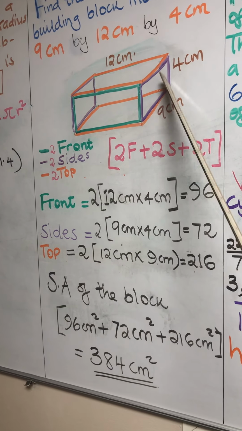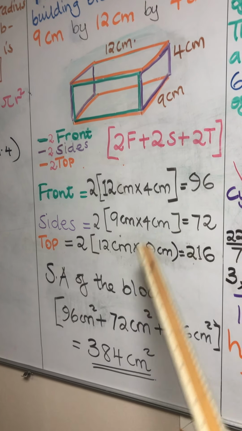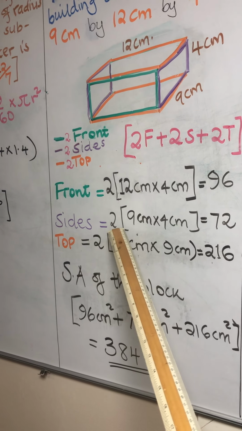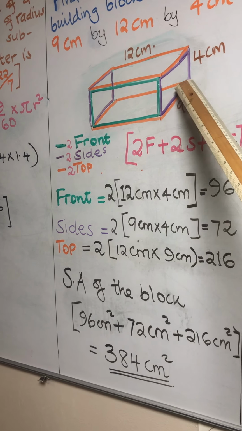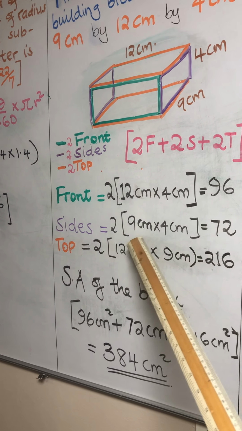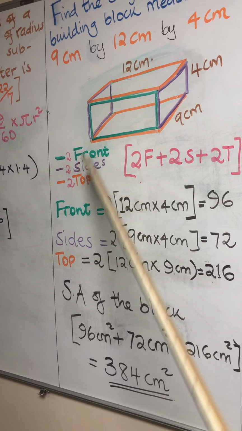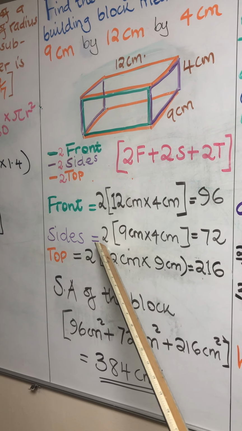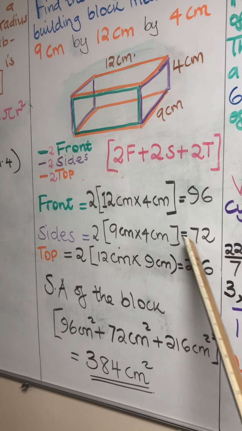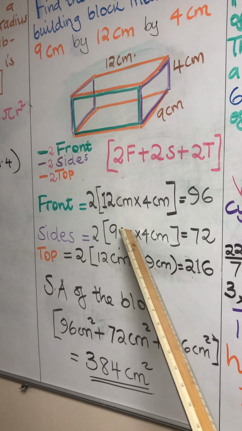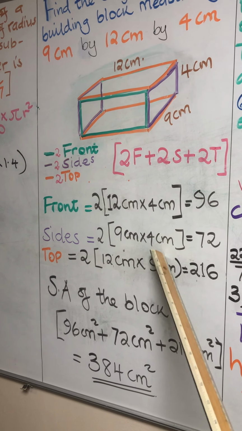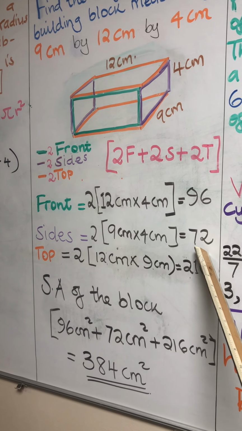Then I go to the sides, which I've marked with the color purple. Now the sides, we have 9 centimeter by 4, 9 by 4. And remember, there are 2 sides, so I'm multiplying it by 2. That's why I got 72, because 9 times 4 is 36. 36 times 2 gives me 72.